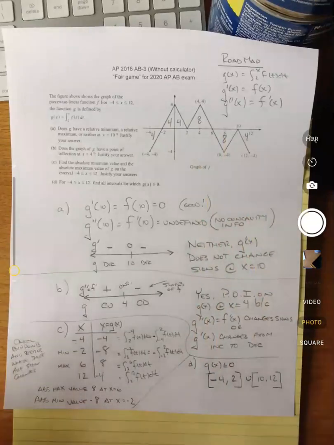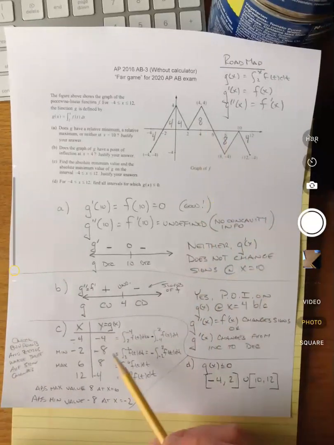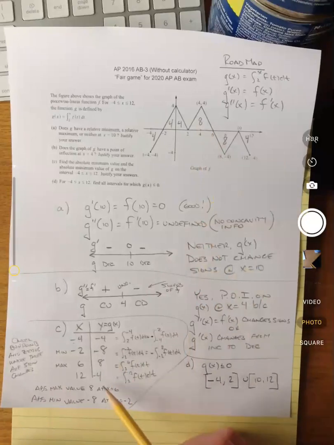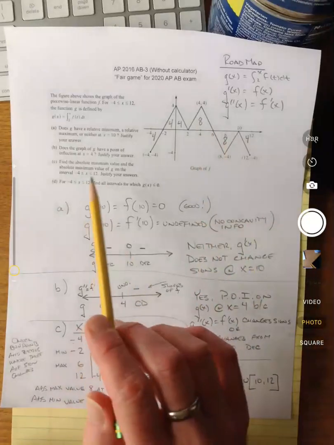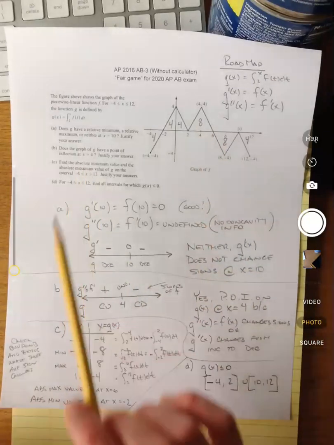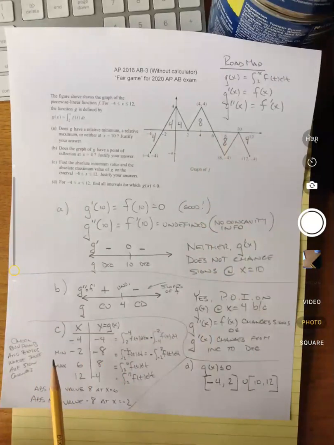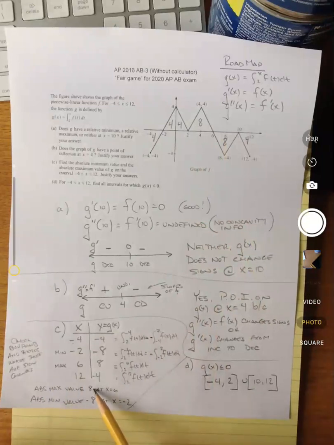And once you have the candidates test, it's super easy after that. Max and then min at those certain values. Be careful. They want to know what is the absolute maximum and what is the absolute minimum value, not where they are. So the absolute max value of 8 is at 6, and the absolute min value of -8 is at -2.